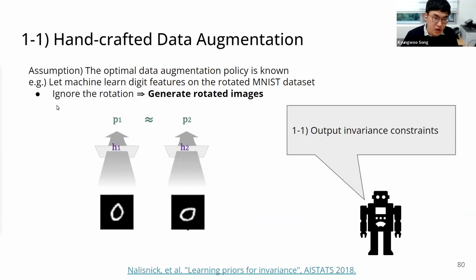The first approach is to match the output of the machine. We restrict that the outputs of the original image and rotated images are the same. Because of the output restrictions, the machine produces the same output, whether the images are rotated or not.